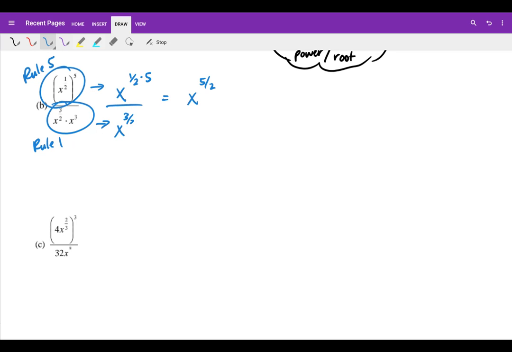I like that representation better because now that I'm in a rule 2 situation, dividing like bases, I'm going to subtract. So we're going to have 5 over 2 minus 9 over 2, which is negative 4 over 2, which is negative 2. And don't forget that according to this is a rule 3 situation with a negative exponent, that's equivalent to 1 over x squared. And that's going to be my final answer. Okay.